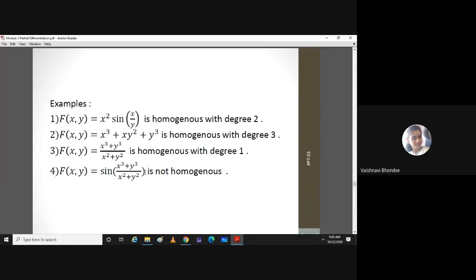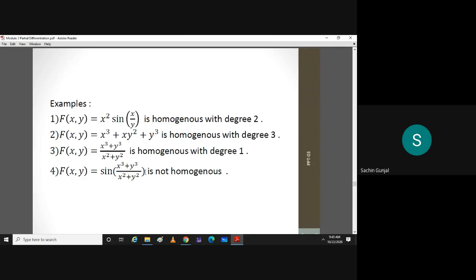So t cannot be brought out of the function, so it is not homogeneous. Understood? Finding the degree of a homogeneous function is very much important, because all the Euler's theorems which we are going to state afterwards are based on the degree of a homogeneous function.